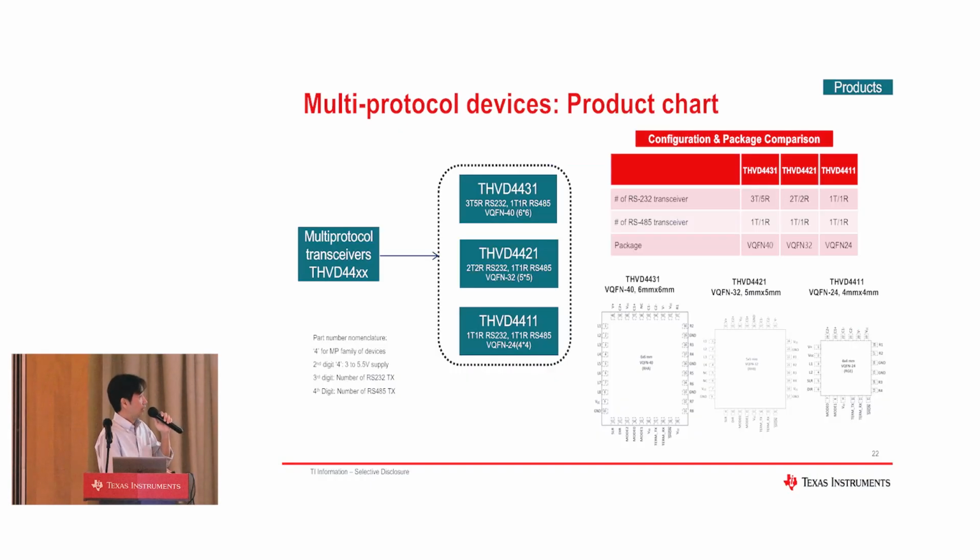Okay, so beside the RS-485 and RS-232 transceivers separately, we have multi-protocol devices. The devices in this family can support the so-called dual standard. We have a device like here that supports RS-232 and also RS-485. And these are the options of the family. Currently, we have three options here.